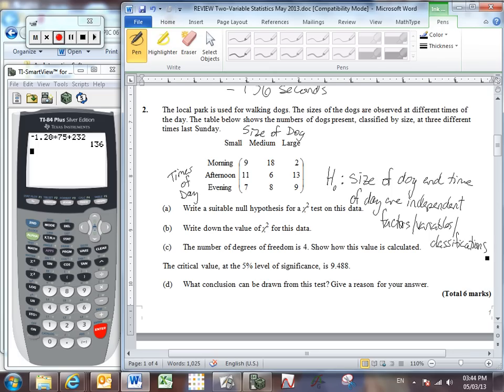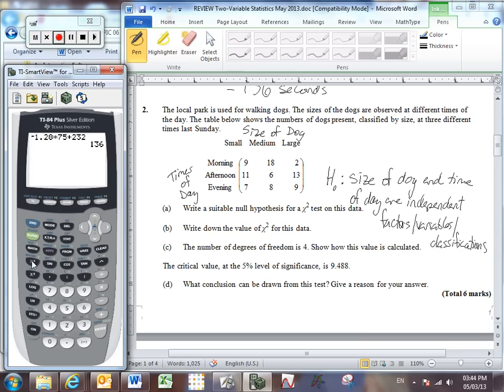Part B, write down the value of chi-squared for this data. So let's create a matrix. Edit. I need to create a 3 by 3 matrix. And I'll put in my values. 9, 18, and 2. 11, 6, and 13. 7, 8, and 9. Alright, once you've entered in your last value, let's quit.